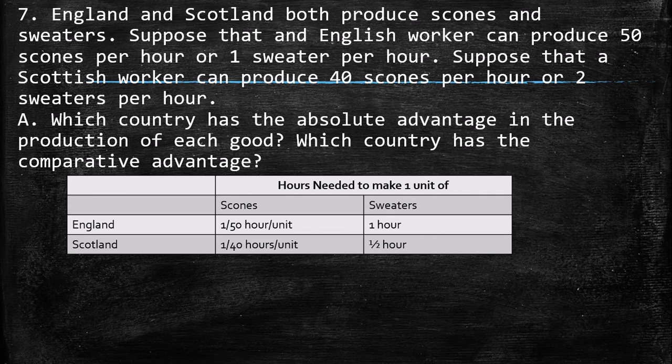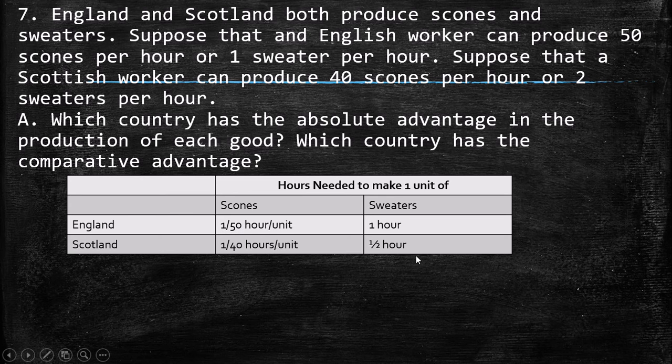So here I summarize all the information in this table. These are the hours needed to make 1 unit of scones and 1 unit of sweater. So in this case, we know that an English worker spends 1 hour for a sweater, but in 1 hour he can produce 50 scones. So it means that the hours needed to make 1 unit of scone is 1 over 50.